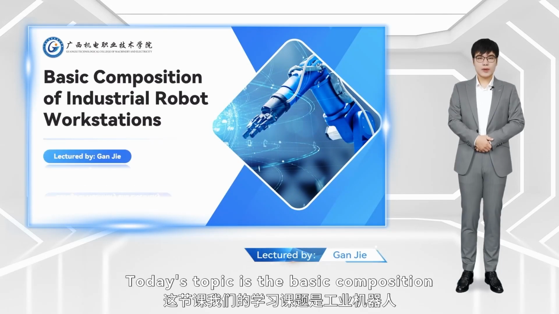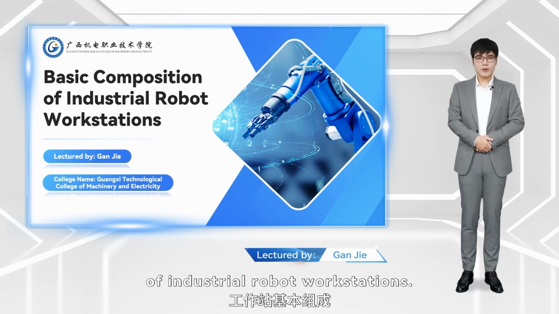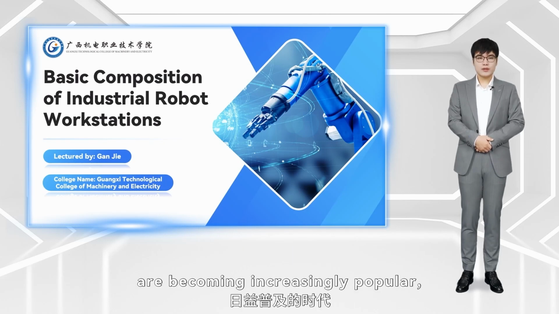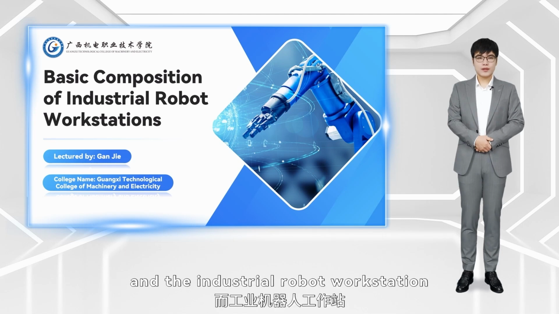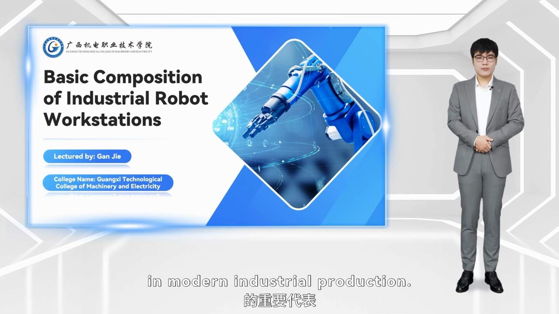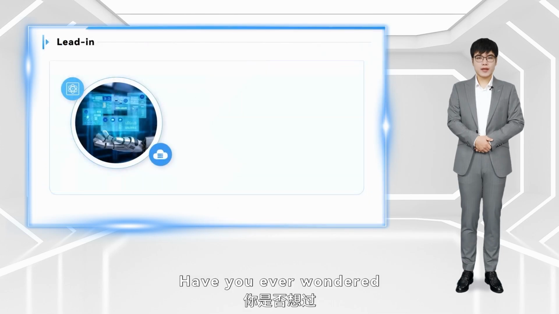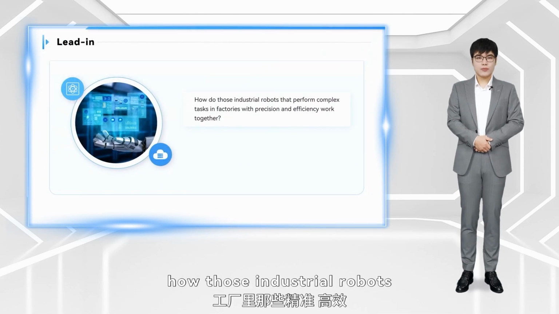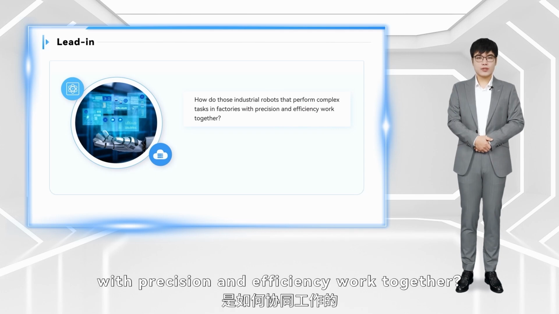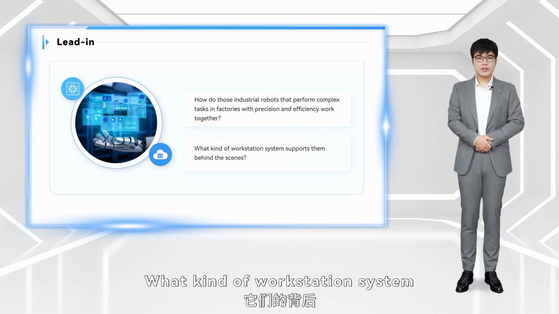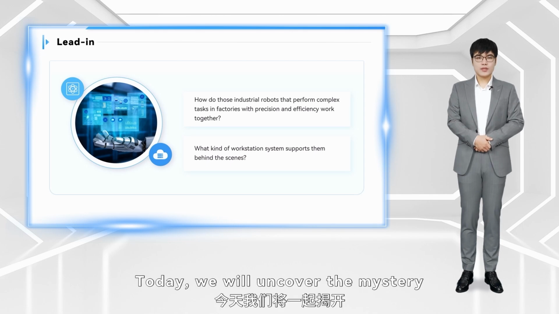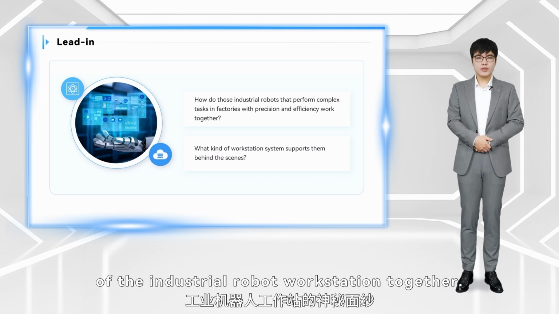Today's topic is the basic composition of industrial robot workstations. We live in an era where intelligence and automation are becoming increasingly popular, and the industrial robot workstation is exactly an important representative in modern industrial production. Have you ever wondered how those industrial robots that perform complex tasks in factories with precision and efficiency work together? What kind of workstation system supports them behind the scenes? Today, we will uncover the mystery of the industrial robot workstation together.